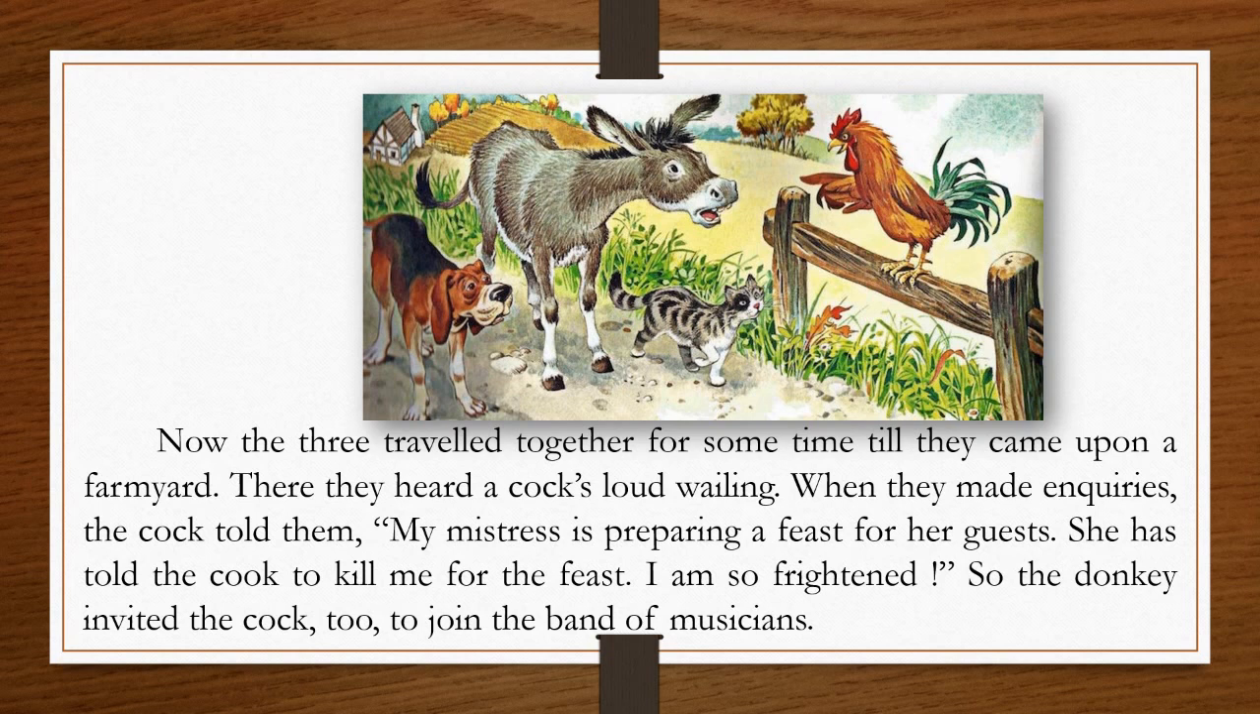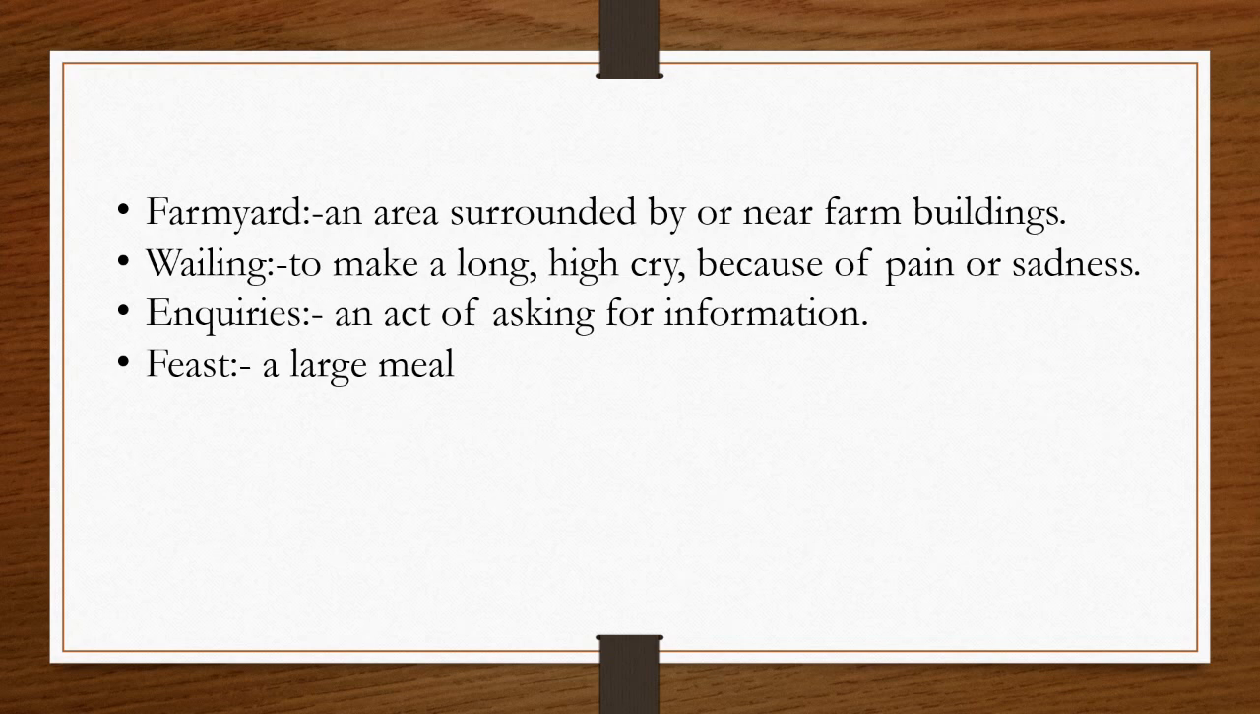Students, now the donkey started imagining that he had a band of musicians. He himself, dog, and cat are the band of musicians. The difficult words are farmyard, an area surrounded by or near farm buildings. Wailing, to make a long, high cry because of pain or sadness. Inquiries, an act of asking for information. Feast, a large meal.